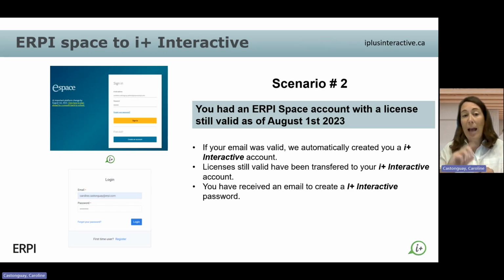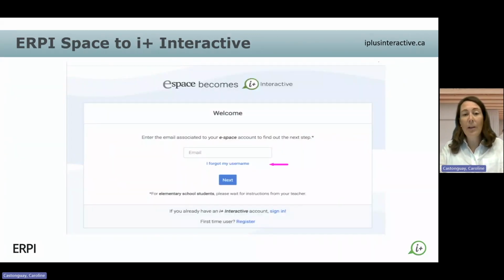Now, to access those products that might still be available or not expired yet, you have received by end of July, beginning of August, an email asking you to create a password to access your iPlus Interactive account. So it might look like this. And if I may suggest, please look into your general email, but look as well into your junk mailbox. It might have fallen into those emails.